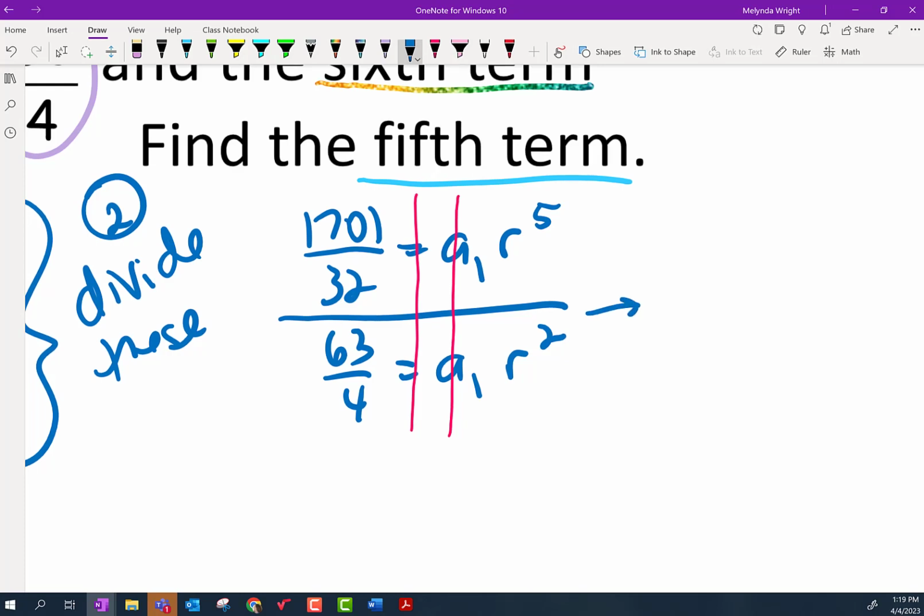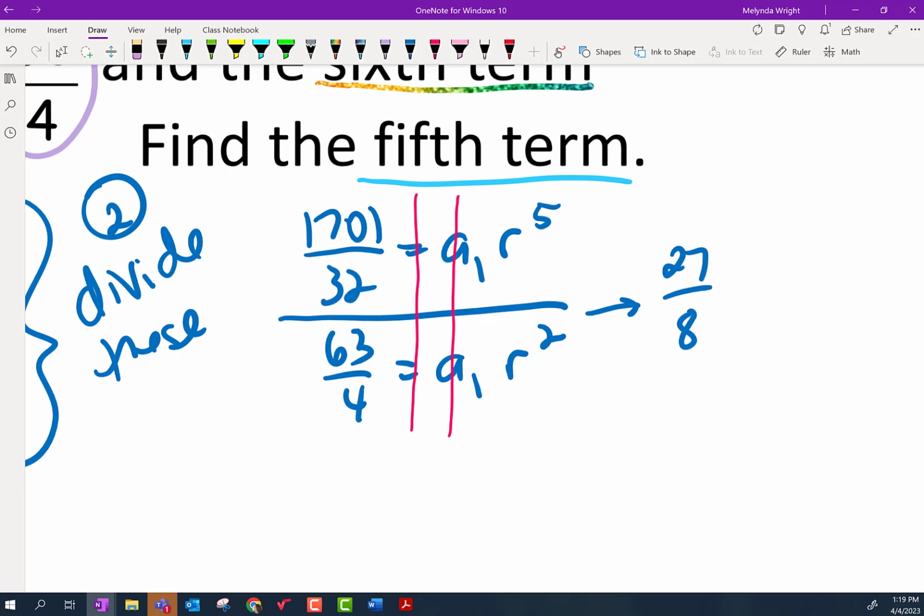So in my calculator, I would take 1701 over 32 divided by 63 over 4. I would do that in my calculator. I certainly do not expect you to do that in your head. That would be crazy. So when I do that in my calculator, I get 27 over 8. That's what I get when I divide those two fractions together.